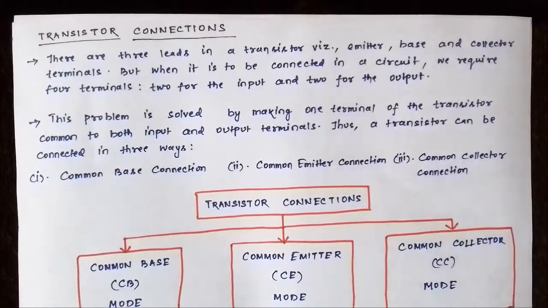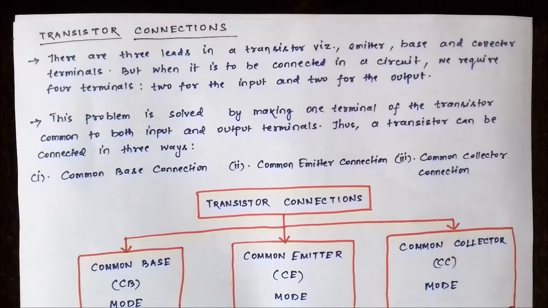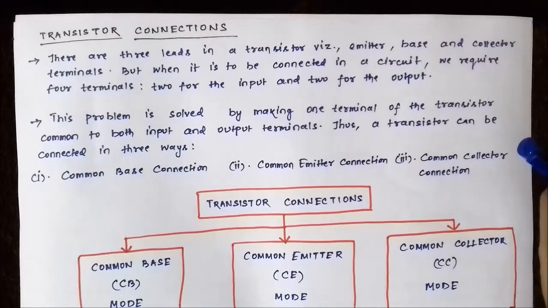So in today's video we will be discussing the various circuit configurations involving bipolar junction transistors, that is the various ways in which a BJT can be connected in a circuit. Okay, so let's get started.